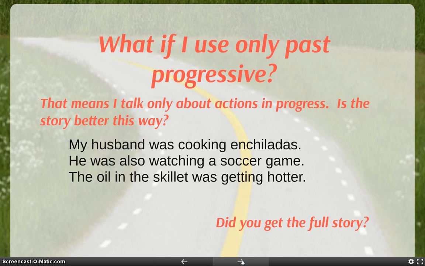What if I use only past progressive? That means I talk only about actions in progress. Is the story better this way?